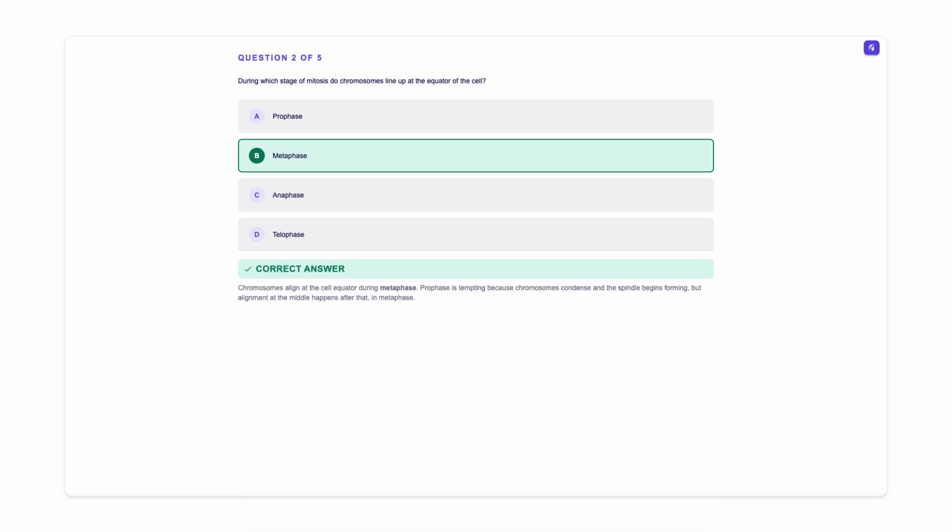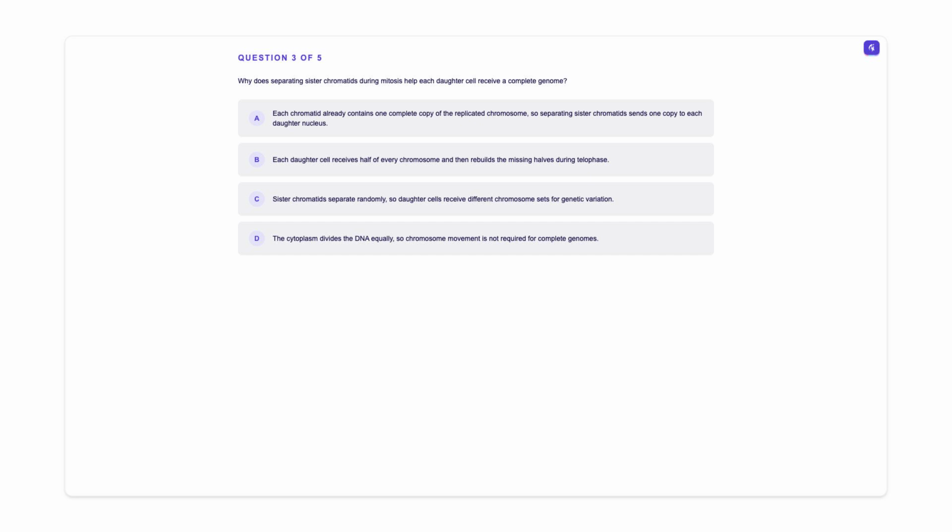Chromosomes align at the cell equator during metaphase. Prophase is tempting because chromosomes condense and the spindle begins forming, but alignment at the middle happens after that, in metaphase. Why does separating sister chromatids during mitosis help each daughter cell receive a complete genome?